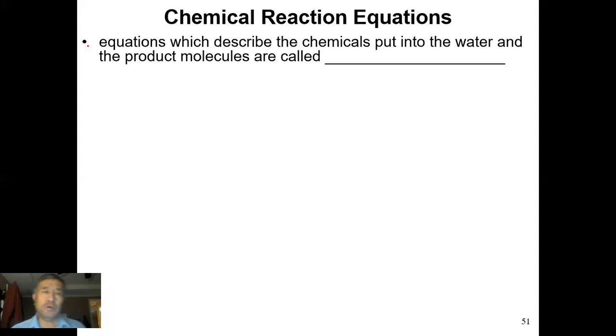So next section, we are going to learn chemical reaction equations. There are many different ways to write chemical reaction equations. Particularly in this section, we are going to learn 3 ways.